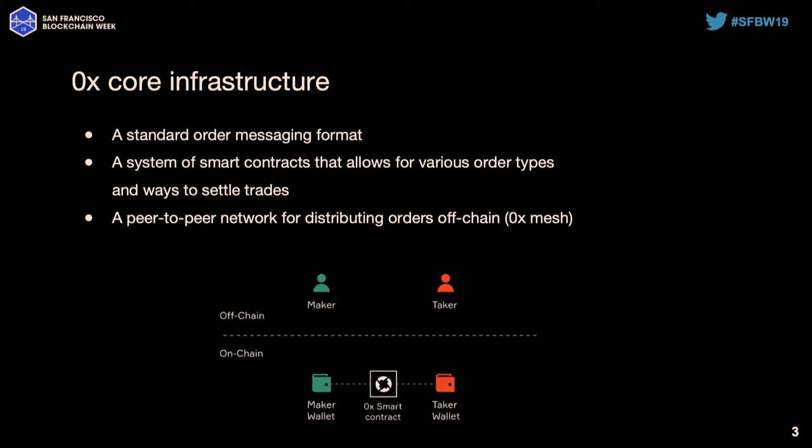So how do people find these orders? Well, now they could just go to this peer-to-peer network, 0x Mesh, and access this global pool of liquidity. I'll talk about Mesh in a little bit more detail in a couple more slides.